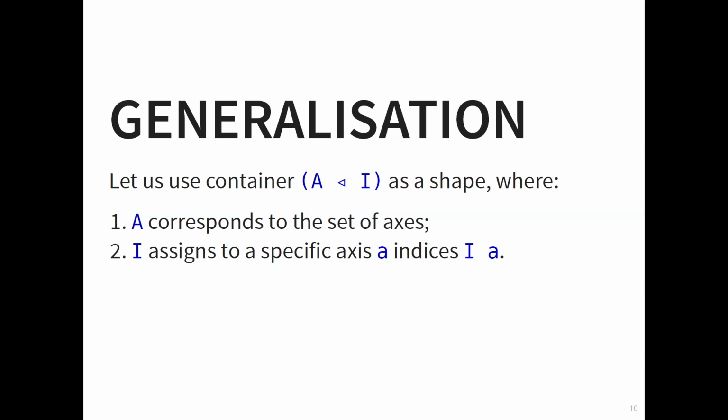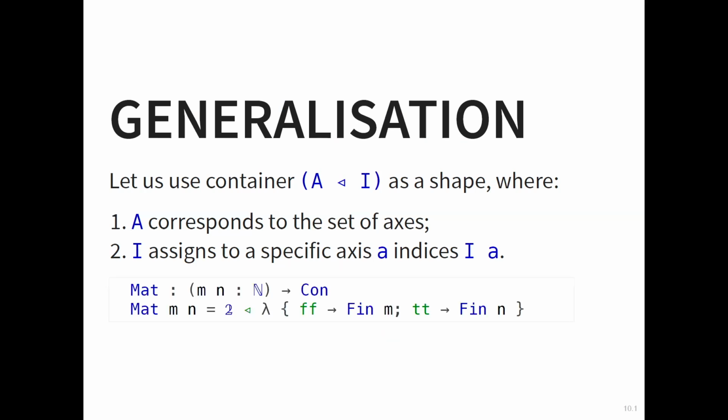Well, how do we do this? We need to define some intuition, and the intuition here is this. If we have a container AI, then A is a set that enumerates the axes of our array, and I gives the type of index at each axis. That's it. For example, we want to talk about matrices of m by n. Then the shape in container language is going to be a container of shape 2, and the positions are Fin n and Fin m.